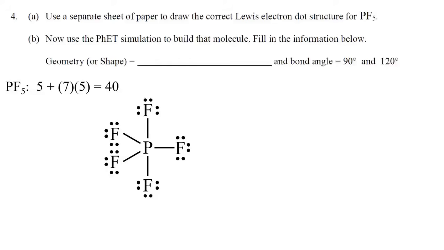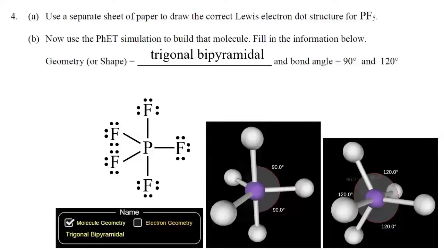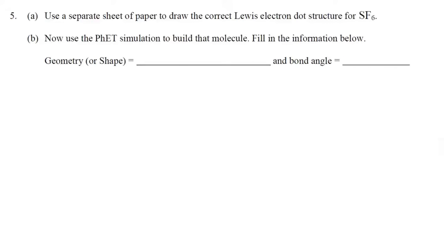And the answer to number 4, part B, is that the shape is trigonal bipyramidal, and we can see that the bond angle is either 90 degrees or 120 degrees. And now on to question 5. We're going to draw the Lewis electron dot structure for sulfur hexafluoride, SF6.